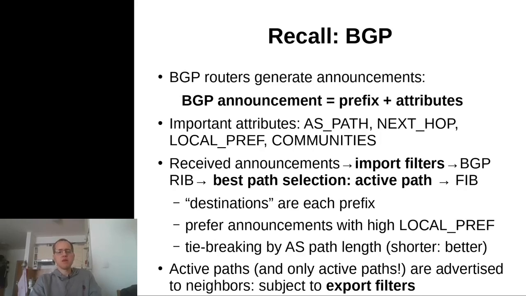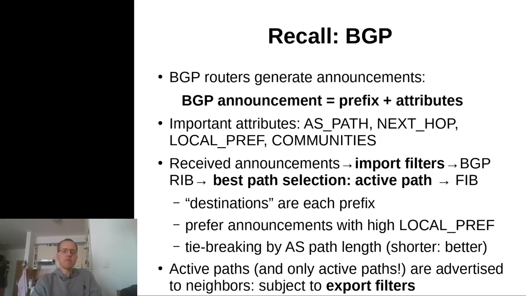Recall that the BGP best path selection process, the next slide will give a little bit more detail on this, but the big idea is that the destinations in the best path selection process are actually each IP prefix announced on the interdomain routing system. We prefer announcements first with the highest local preference, and only whenever there are multiple announcements with the same local preference, then we use the path lengths of the AS level paths as a tiebreaker.